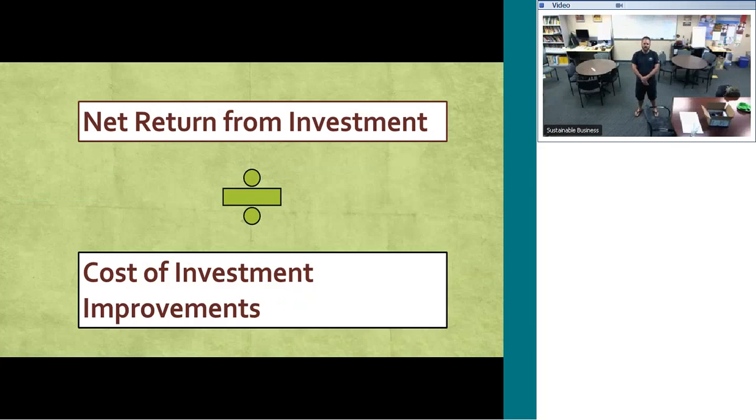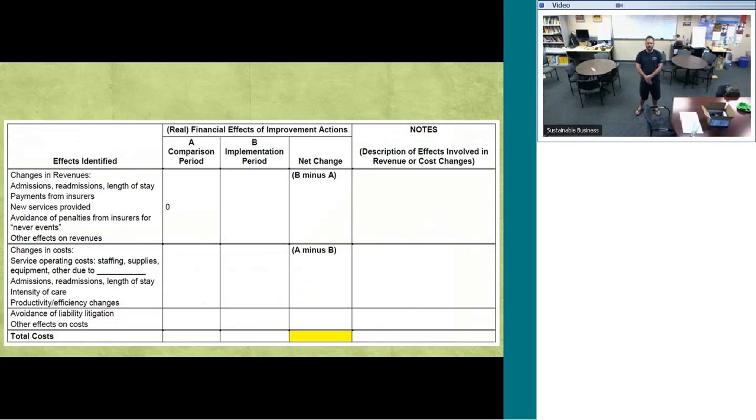And return on investment has a very simple formula. You take the net returns for your investment divided by the cost of the investment improvements over a given time period. So this can be very simple or it can be very complicated. This example is going to show a little bit more of a complicated form of it.